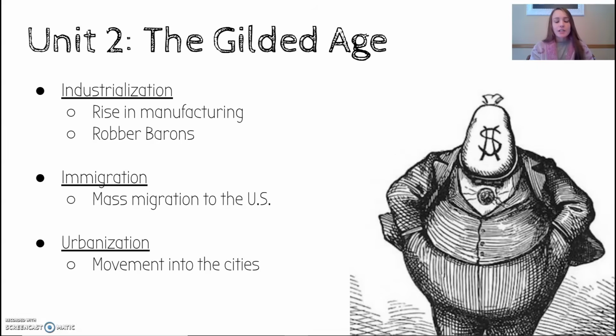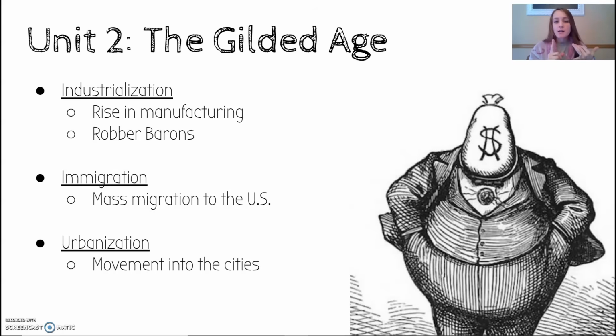All right, the Gilded Age, that's the next unit. Gilded means lined in gold, and so the idea was moving into this industrial age where there's all these advancements. It appears to be golden and gilded, but there's this underside. Industrialization is the rise of manufacturing industry. Factories and business are on the rise.